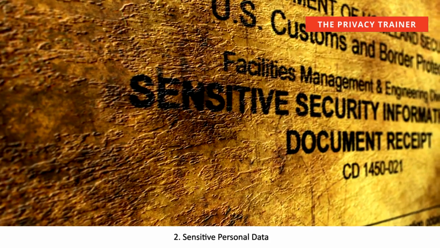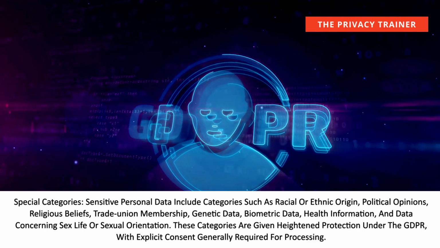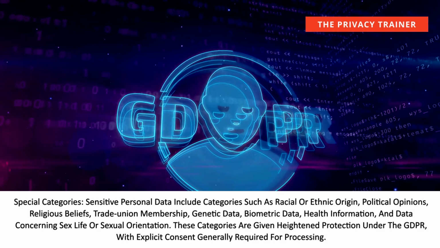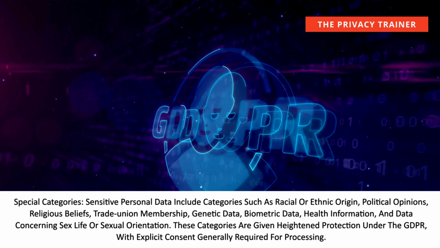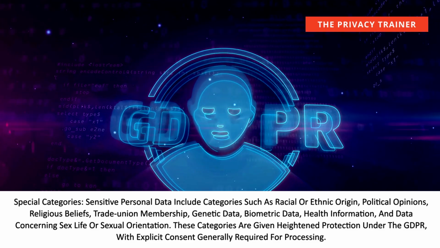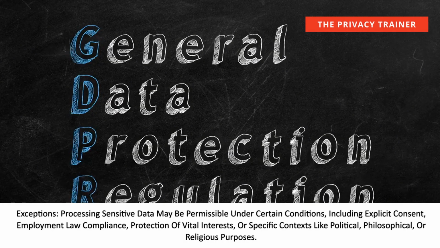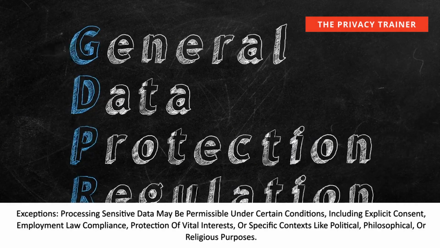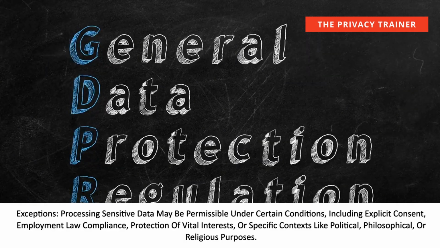2. Sensitive personal data. Special categories. Sensitive personal data include categories such as racial or ethnic origin, political opinions, religious beliefs, trade union membership, genetic data, biometric data, health information, and data concerning sex life or sexual orientation. These categories are given heightened protection under the GDPR, with explicit consent generally required for processing. Exceptions: processing sensitive data may be permissible under certain conditions, including explicit consent, employment law compliance, protection of vital interests, or specific contexts like political, philosophical, or religious purposes.